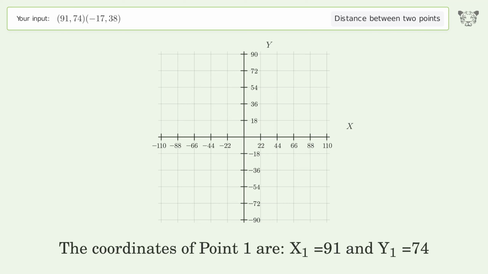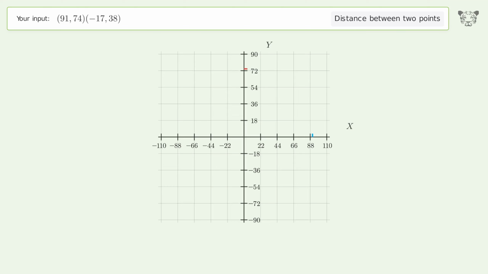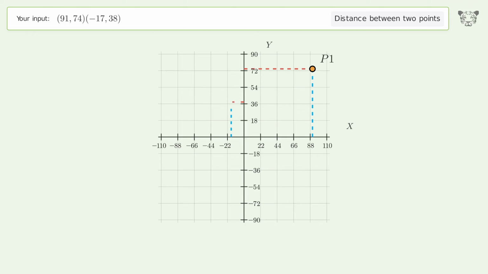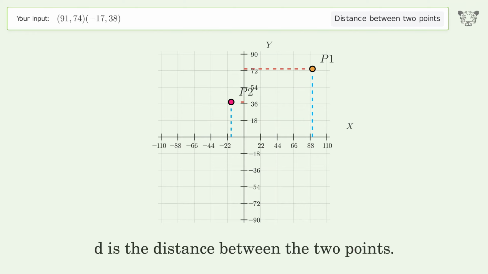The coordinates of point 1 are x1 equals 91 and y1 equals 74. The coordinates of point 2 are x2 equals negative 17 and y2 equals 38. D is the distance between the 2 points.